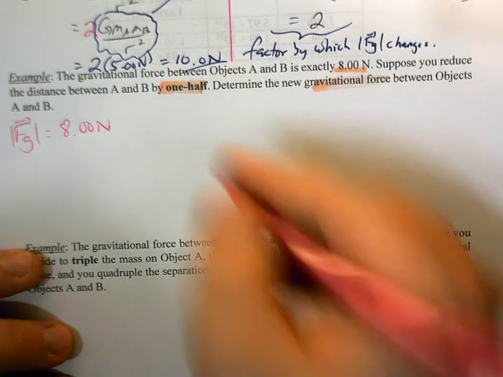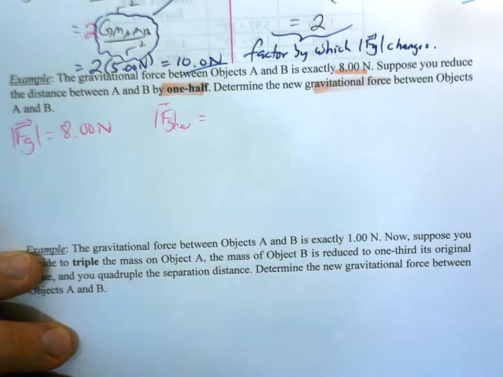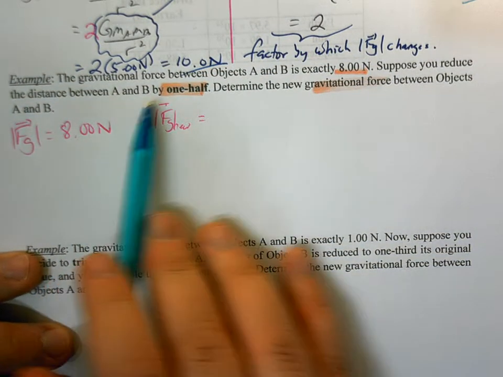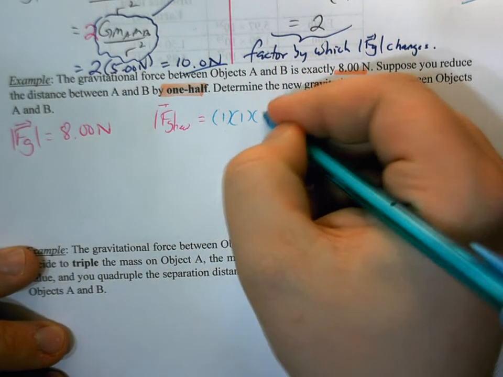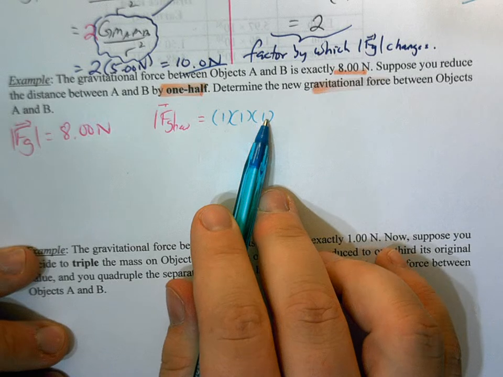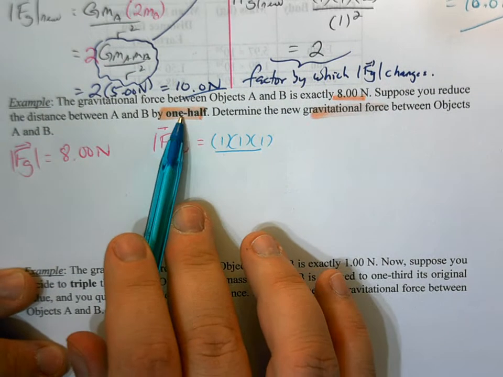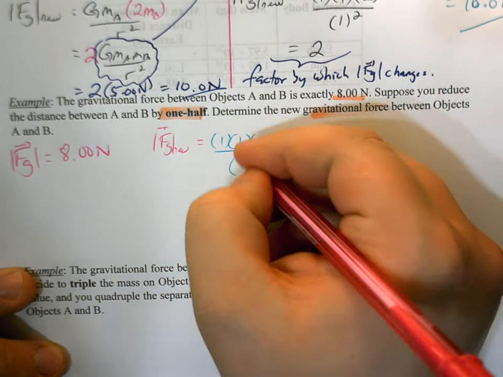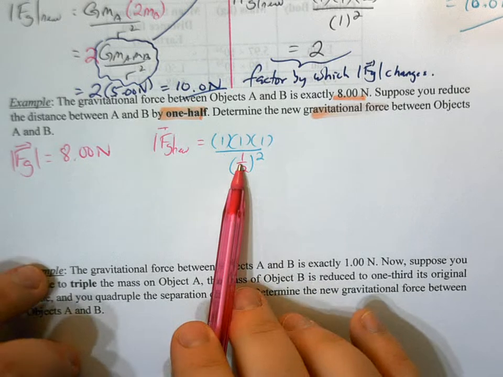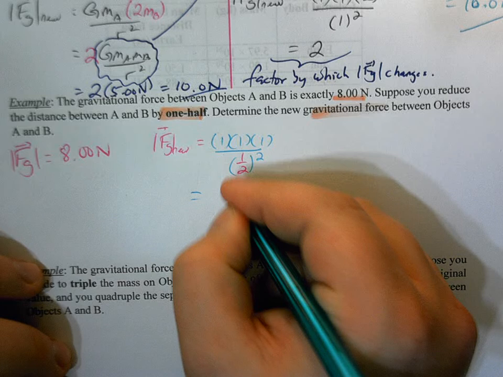So Fg new, well, let's look at what's going on. So we know G is not changing, and neither of the masses are changing. So MA and MB we're just going to leave as 1s. But we've been told this time that the distance between them is now 1/2 of its original value. So we have that 1/2 there. So up top we got 1 times 1 times 1, which is just 1.